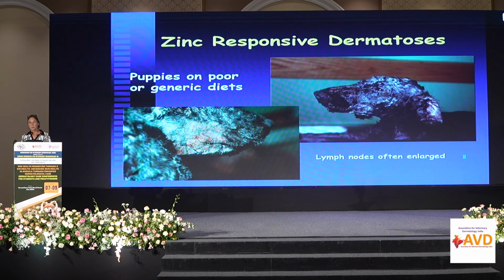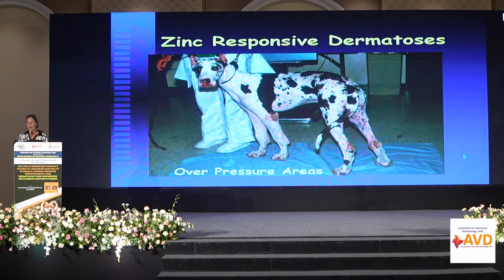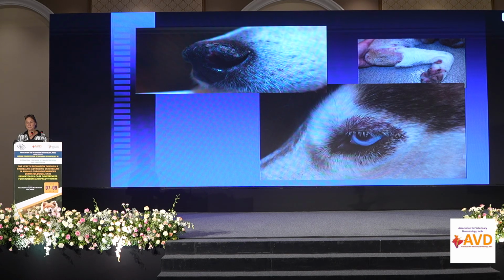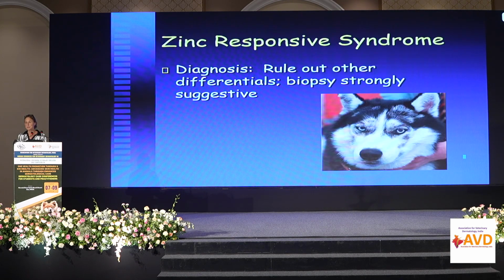Another option for seborrhea is zinc responsive seborrhea. Zinc responsive seborrhea can either be in dogs that are fed poor diets that don't have enough zinc, or in actively growing puppies whose nutritional needs are not met, or in huskies. Huskies can get this zinc responsive disease even if they're fed a nutritionally complete diet. They get crusting around their mouth, around their eyes, and on their elbows.